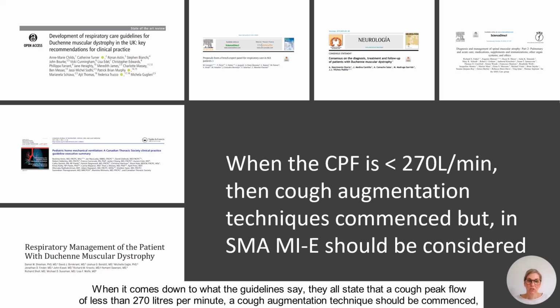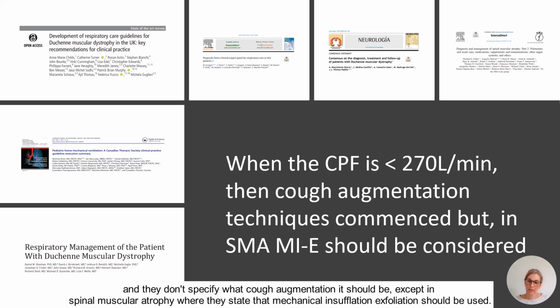When it comes down to what the guidelines say, they all state that with a cough peak flow of less than 270 litres per minute, a cough augmentation technique should be commenced, and they don't specify what cough augmentation it should be, except in spinal muscular atrophy, where they state that mechanical insufflation-exsufflation should be used.